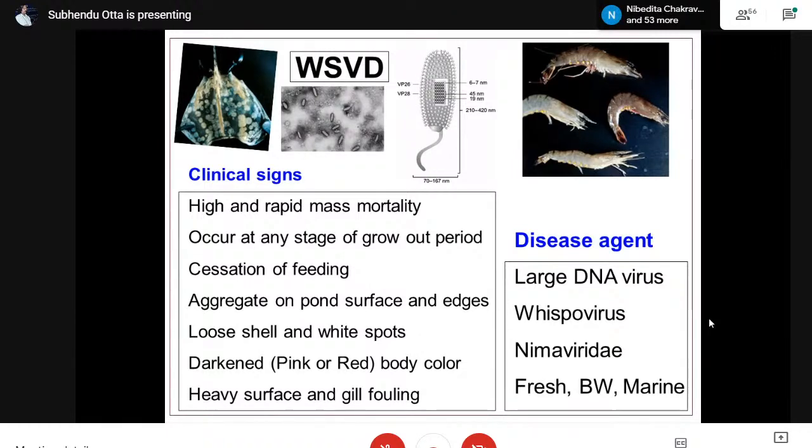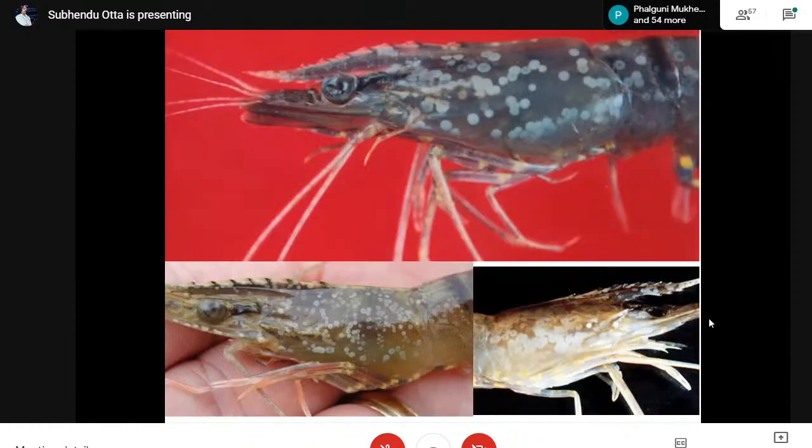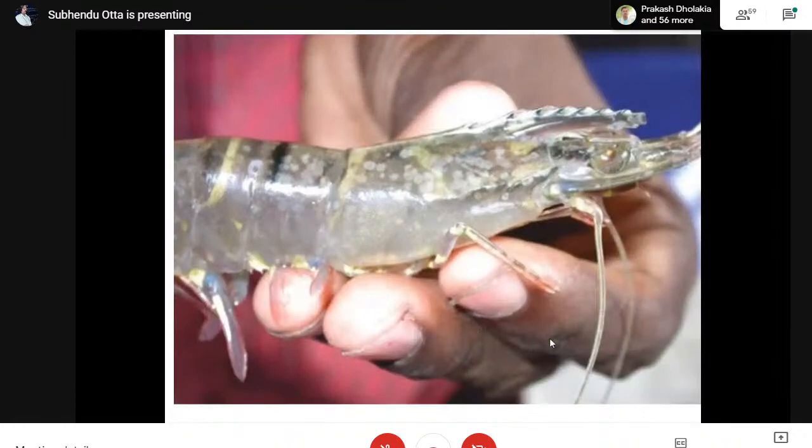It is caused by a large double-stranded DNA virus, belonging to the genus Whispovirus, family Nimaviridae, and you can find it in all 3 water systems: freshwater, brackish water, or marine water. Like in this picture, you can see the white circular patches on the surface. If it is Penaeus monodon, it is very clear to the naked eye. You can see it in the carapace and also in the entire body.